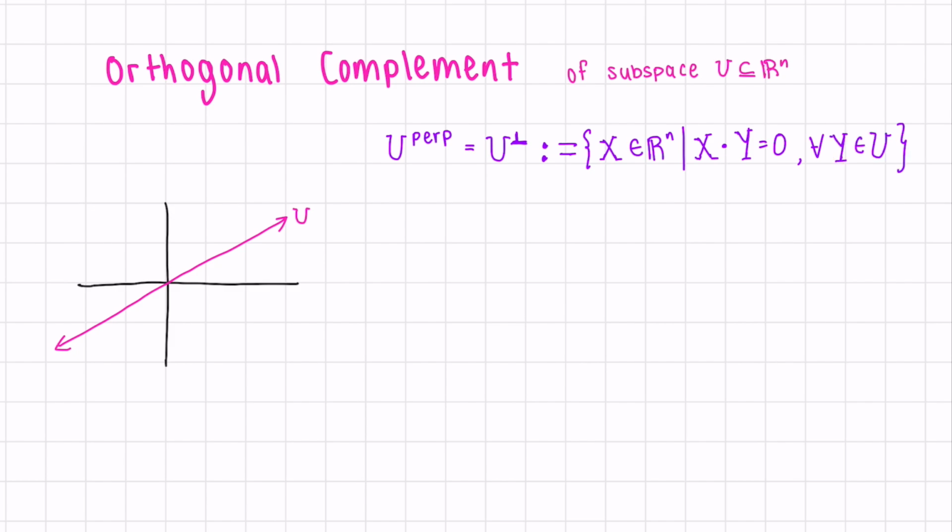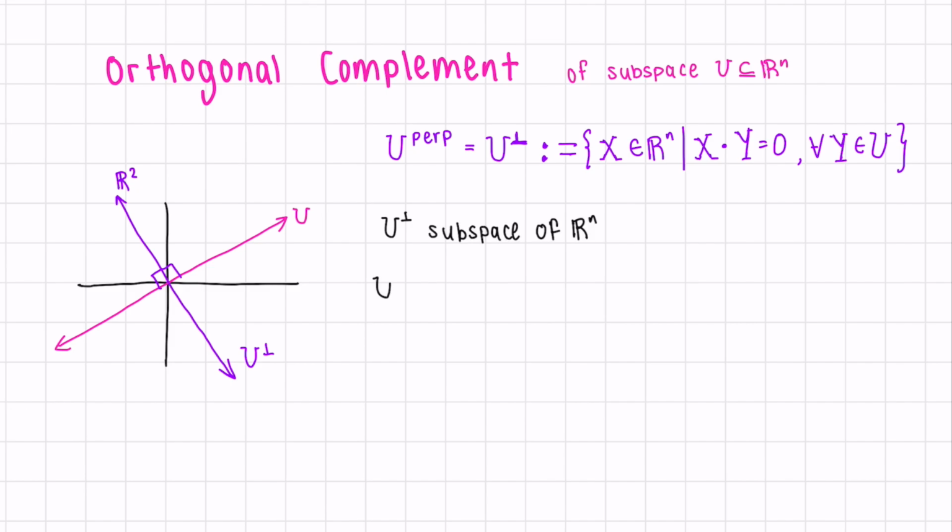On this grid, which is R2, what would be the orthogonal complement? It contains all vectors that are orthogonal to this subspace U, this line. That looks about right, as we see 90-degree angles. This is U perp. U perp is also a subspace of Rn.